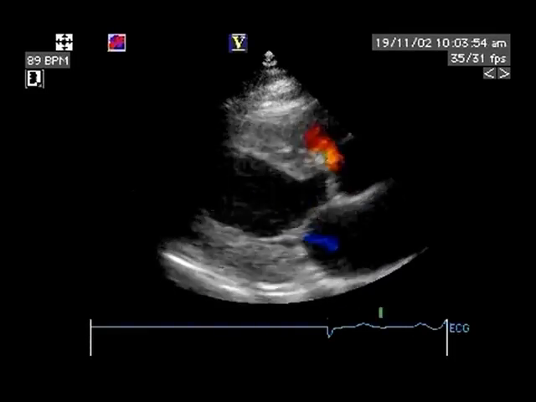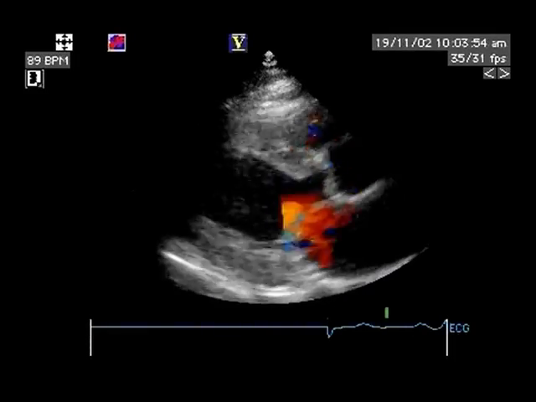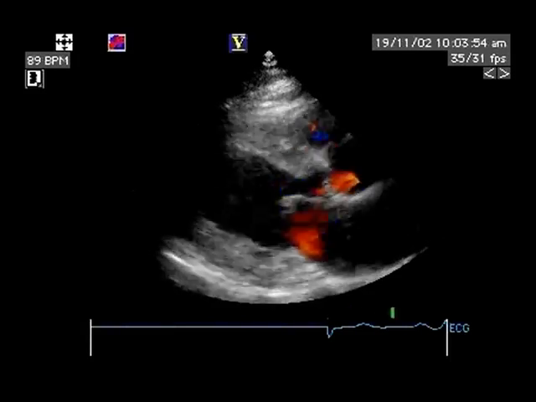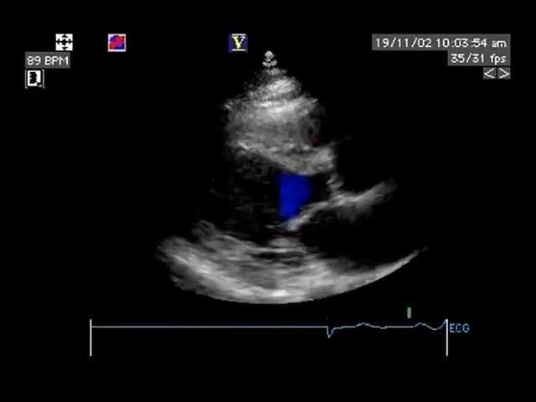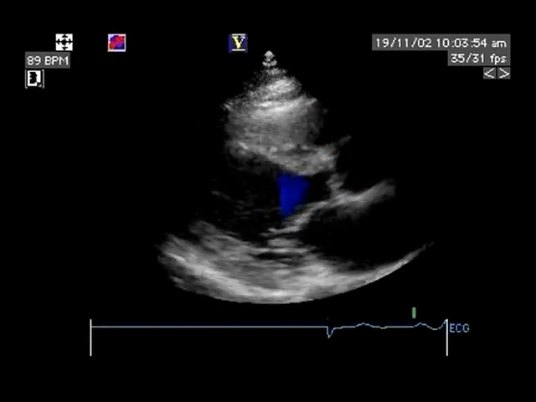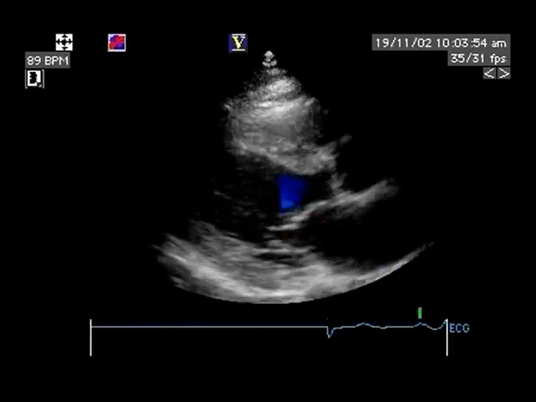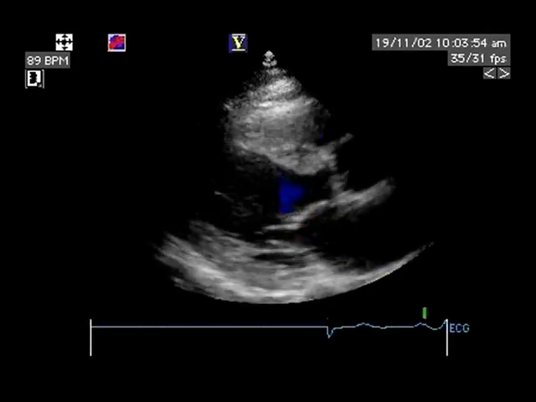This parasternal long-axis view with color Doppler flow mapping shows that the basal and posterior wall contract well, while the basal and anterior septum are akinetic. There is some tenting of the mitral valve leaflets and mitral insufficiency. The left ventricle and left atrium are both dilated.